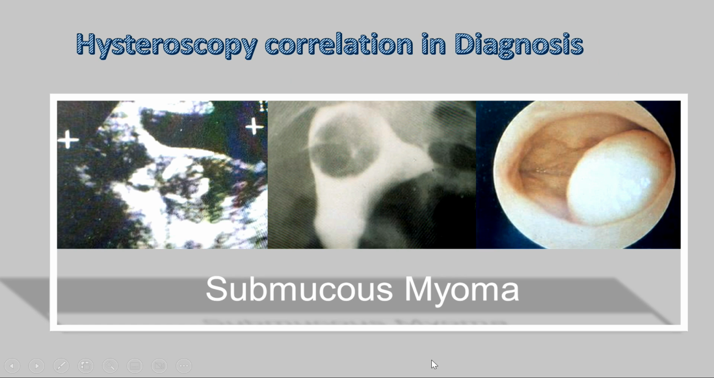This is ultrasound showing a submucous myoma. This is HSG showing the same submucous myoma, and this is hysteroscopy showing the same submucous myoma. All three are the same patient. This is ultrasound, this is HSG, this is hysteroscopy. In hysteroscopy, your right is the patient's left.